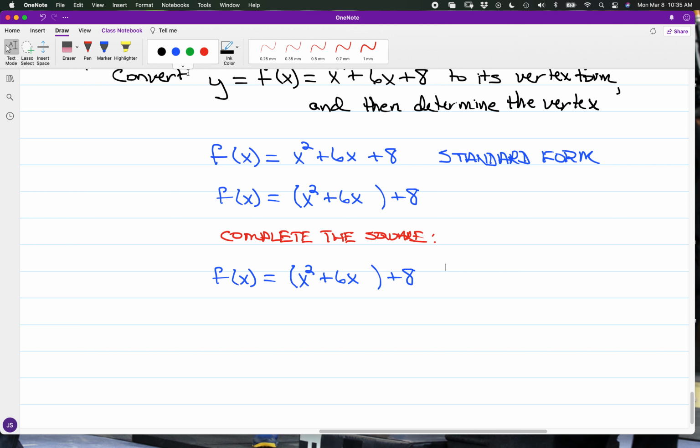Now for completing the square, if the first term is just x squared or y squared, you're going to look at the first order variable term, and in this case we have 6x. For completing the square, you take the number that is next to x, even if it's a decimal or a fraction, take half of this, and square. So half of 6 is going to be 3, and 3 squared is equal to 9.